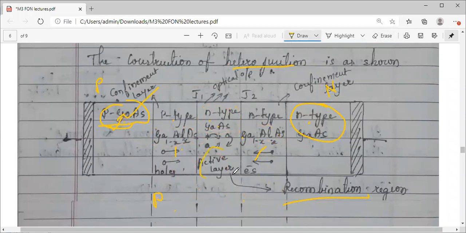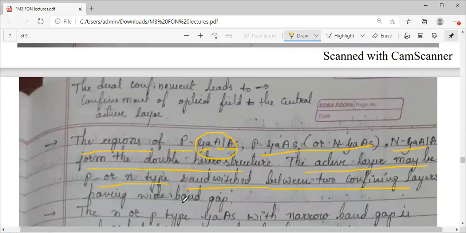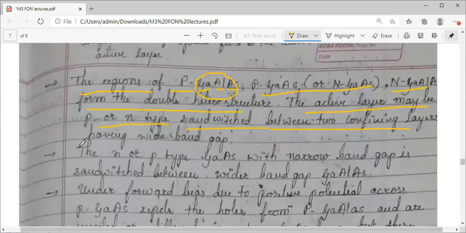So center one is the active layer. You can see I have marked it. This is confinement. This is also confinement. So center one, active layer. These two are the confinement layers. Confinement means what? They're acting as boundary, right? They're restricting. The N or P type gallium arsenide with a narrow band gap, that is the active layer I'm talking about, is a sandwich between the wider band gap gallium aluminum arsenide, that is the two confinement layers.